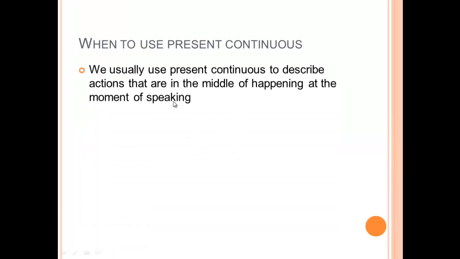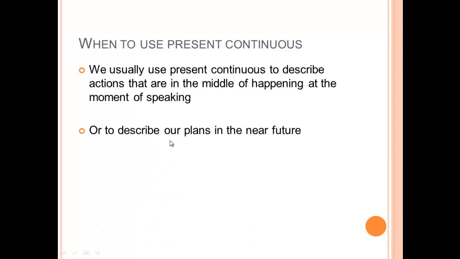Present continuous is usually used to describe actions that are in the middle of happening at the moment of speaking, like I'm talking to you right now, I'm reading, I'm speaking. These are actions that are happening at the same time I'm talking, so I use present continuous to describe them.